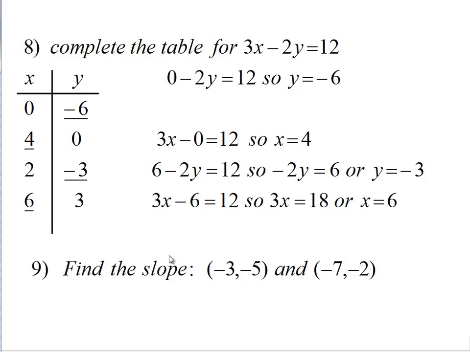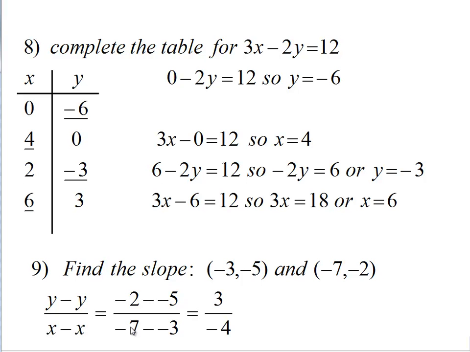Okay, finding slope. We subtract our y numbers and we subtract our x numbers. Subtract the y's, subtract the x's. Now I happen to pick the second point first: -2 minus -5, and -7 minus -3. Okay, this turns into a plus. So it's -2 plus 5, which is 3, and -7 plus 3, which is -4. So it's 3 over -4, or you can put the negative on the top or in front.